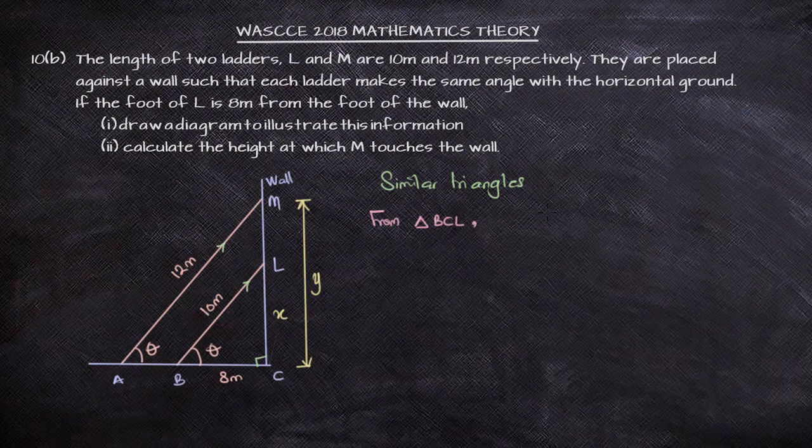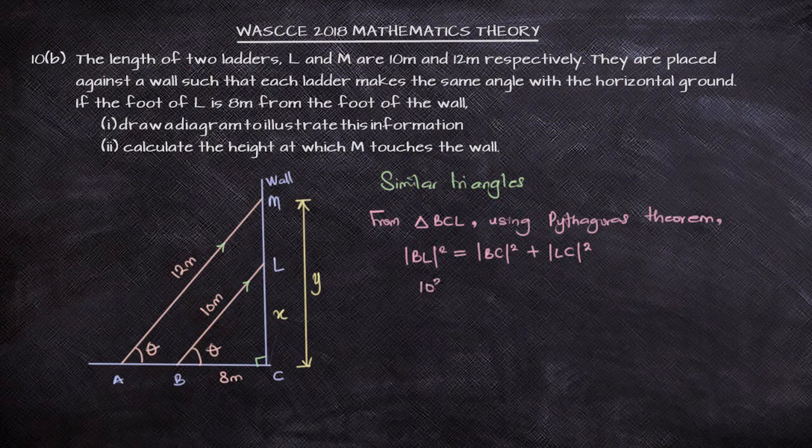Now from triangle BCL, the smaller triangle, if you are to use Pythagoras Theorem, we can find the value of X. So we know that BL squared, which is the hypotenuse, is BC squared, that's the adjacent, plus LC squared, that is the opposite. So we know BL to be 10, then we know BC to be 8, and we are looking for LC, which is X. So X squared will be 100 minus 64, and that is 36, such that our X will be the square root of 36, and that is 6 meters.